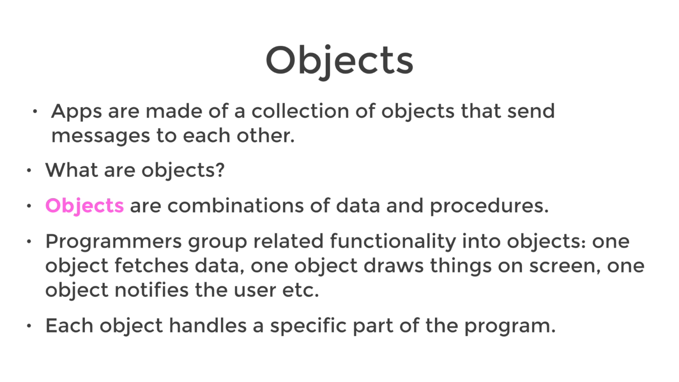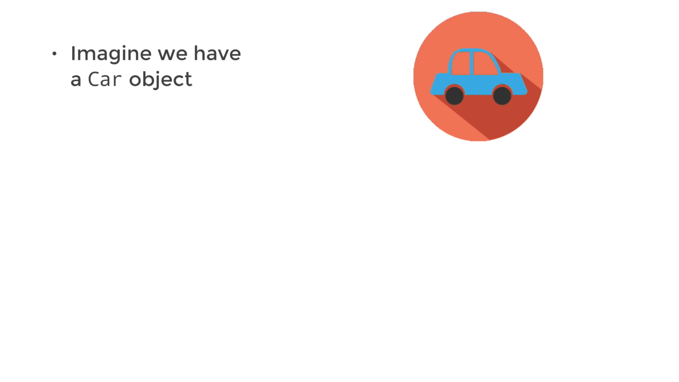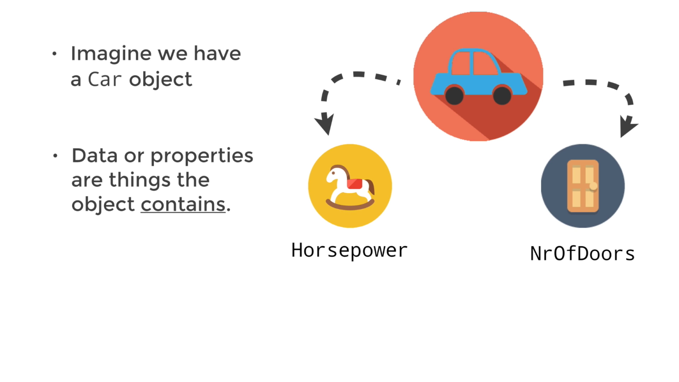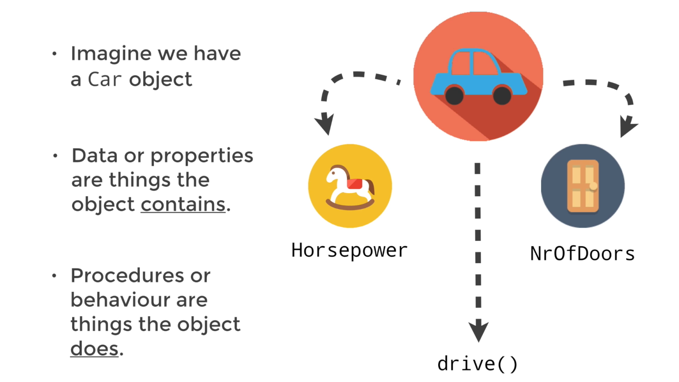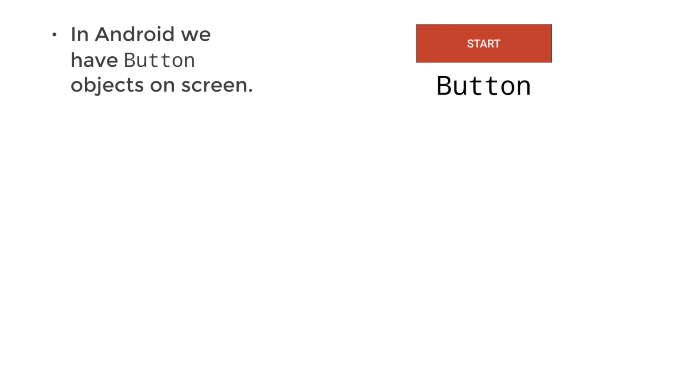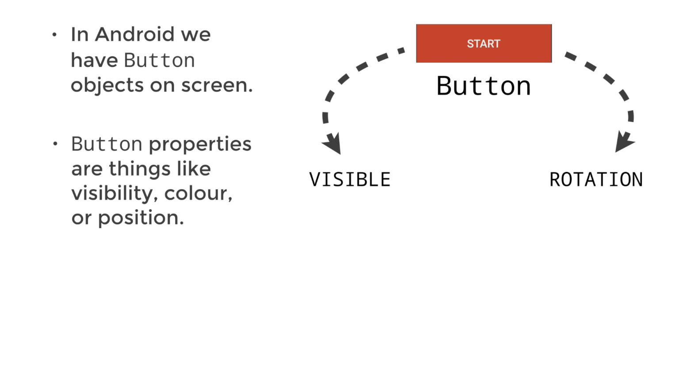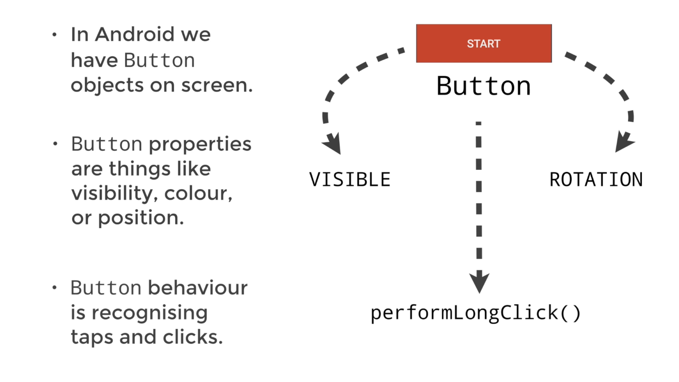So what do I mean when I talk about objects being a combination of data and procedures? Imagine we have a car object. The data or the properties of the car are the information it contains. It's the horsepower it's got, it's the number of doors that it's got, but the procedures or the behavior are the things that it does, like drive. To give you an example, in Android, we have button objects, and buttons have properties like visibility or positions, but they also have behavior or procedures like recognizing taps or clicks.